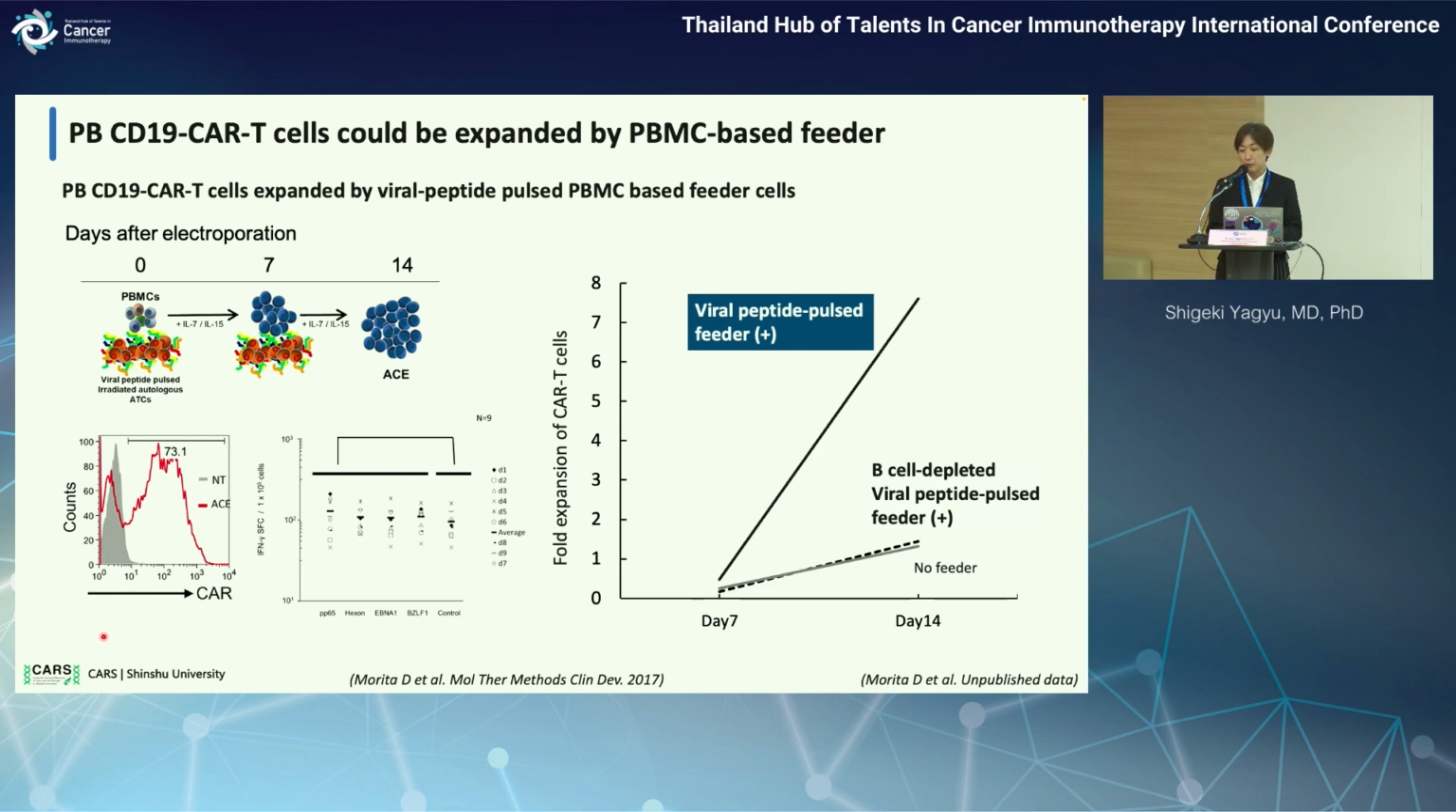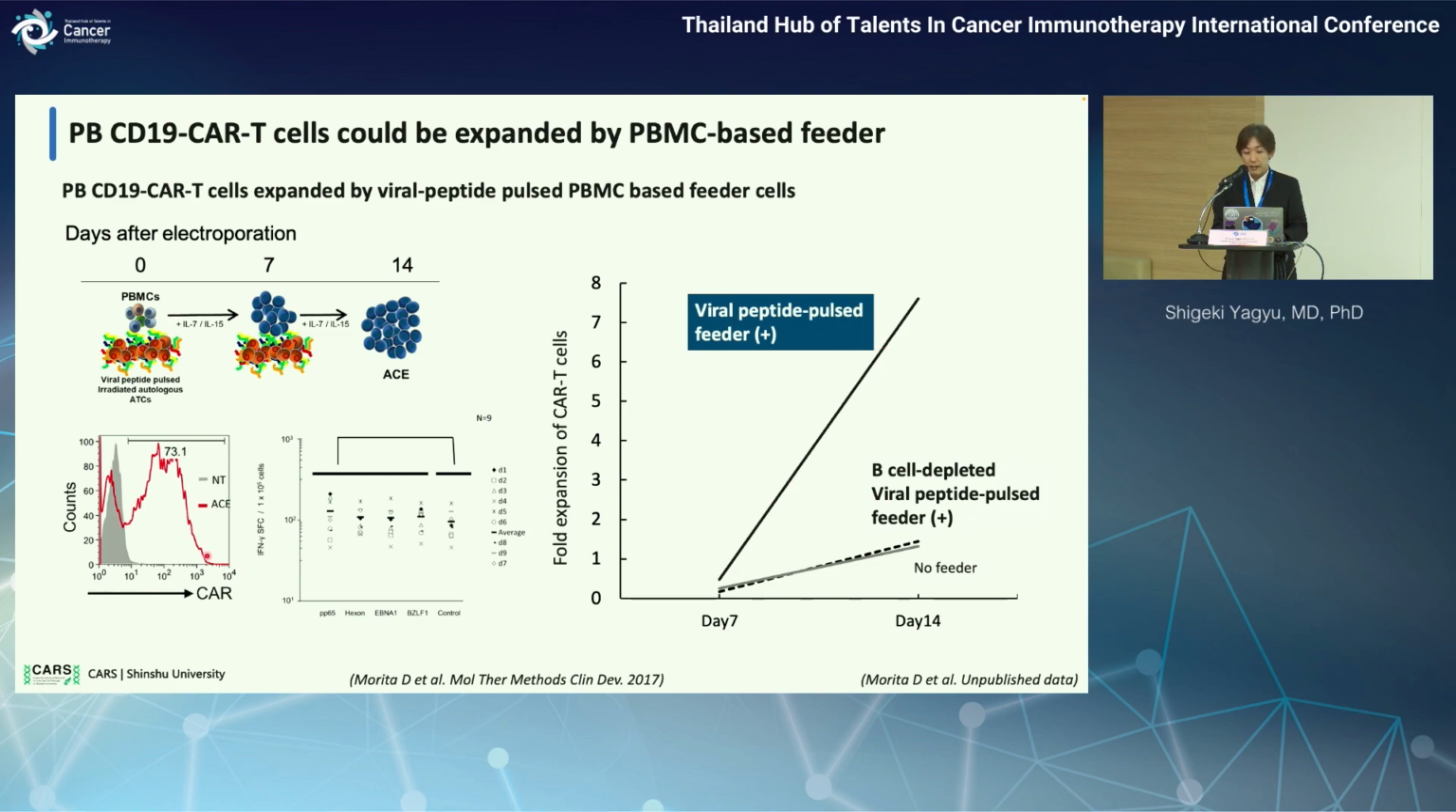Therefore, we avoid using antibodies for the expansion of CAR T cells, and instead, we used viral peptide-pulsed PBMC as feeder cells, just like the concept of EBV-specific CAR T cell manufacturing. So in this study, we made PBMC-derived feeder cells that are pulsed with EBV, CMV, and adenovirus peptides, and piggyBac CD19 CAR T cells were stimulated with these feeder cells.